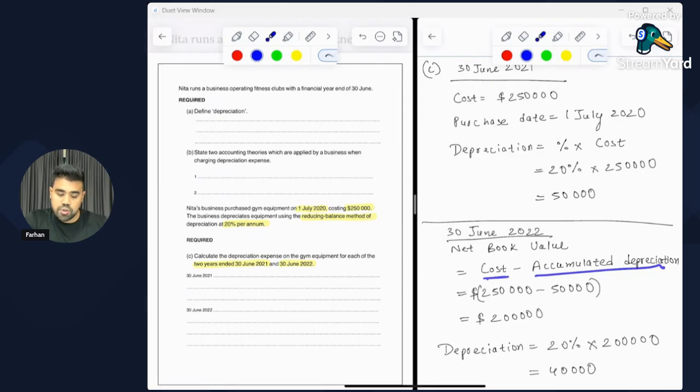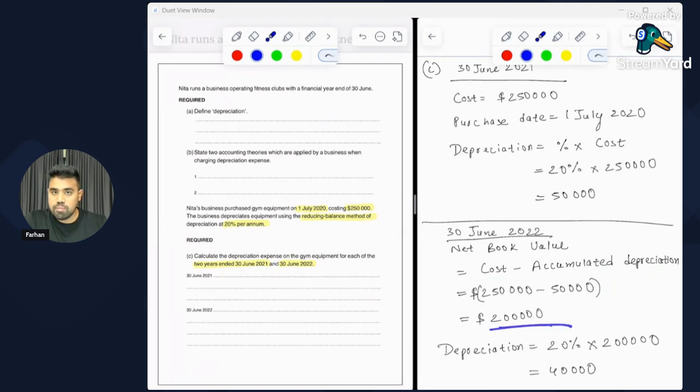The cost is $250,000 and the accumulated depreciation is $50,000. This $50,000 is what we had calculated at the end of the first year of usage ending 30 June 2021. So altogether, the net book value to begin the financial year for 30 June 2022 is $200,000.